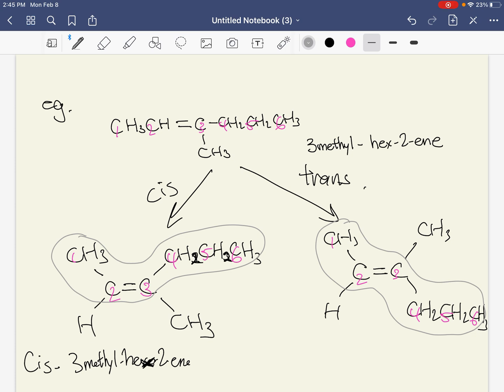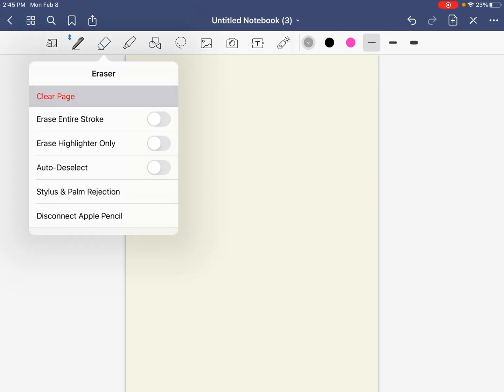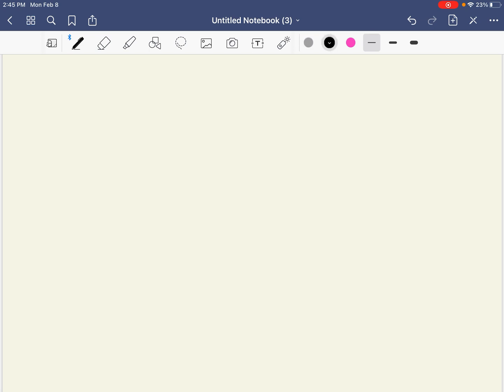Okay, so let's take a look at another type of geometrical isomerism where we don't use cis or trans, but we use something called E and Z. I call it the easy way. Yeah, it's pretty corny if you think about it. So let's take a look at what this easy way is. This is called EZ isomerism.